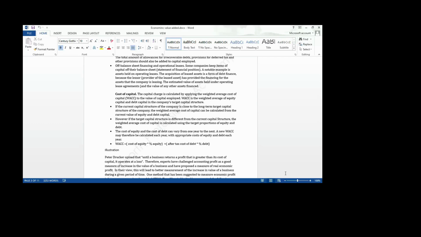Please watch out. Your WACC is computed as cost of equity multiplied by the percentage of equity, plus cost of debt after tax multiplied by the percentage of your debt in the capital structure. Once you have these three variables, you can now compute your WACC.